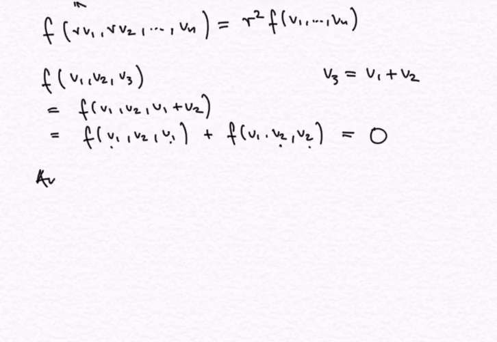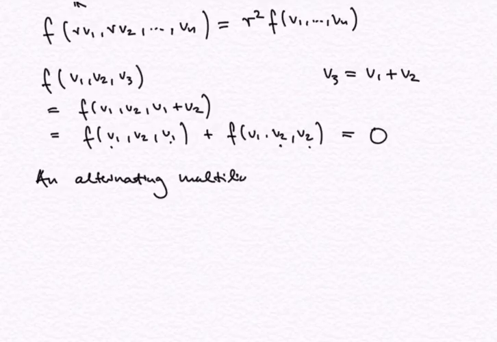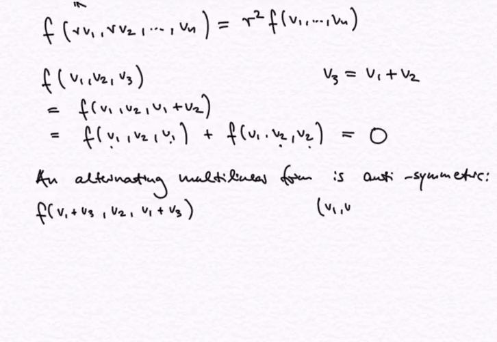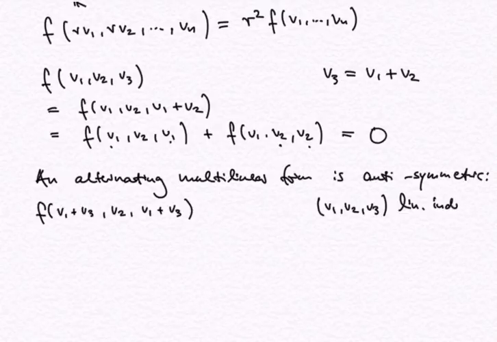Next, an alternating multilinear form is anti-symmetric. What does that mean? Let's look again at three-dimensional space, and let's look at a system V1, V2, V3 of three vectors that are linearly independent.